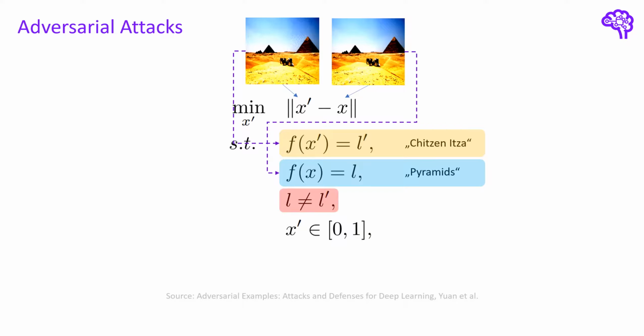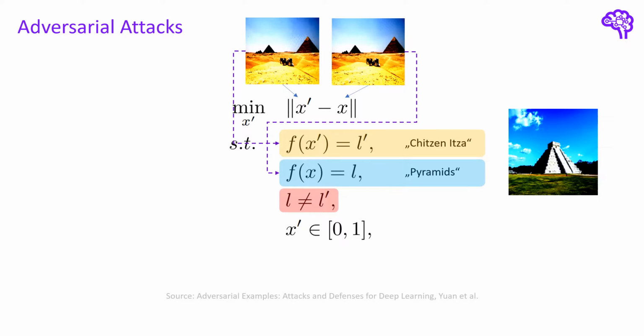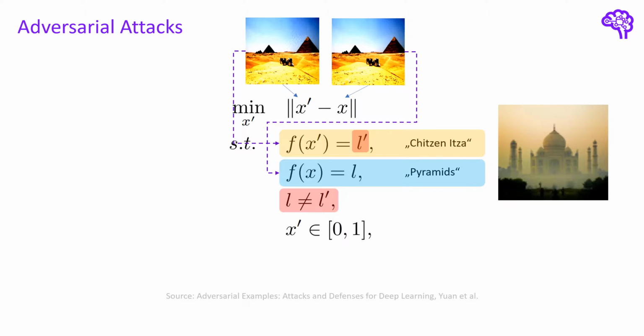In this example, the model predicts Chichen Itza in Mexico for the adversarial example on the left. By the way, the Chichen Itza looks like this, so it's clearly a false prediction. We can also specify a target class here. For instance, we say, change this image to make the model predict Taj Mahal instead of pyramid. That is called a targeted adversarial attack.